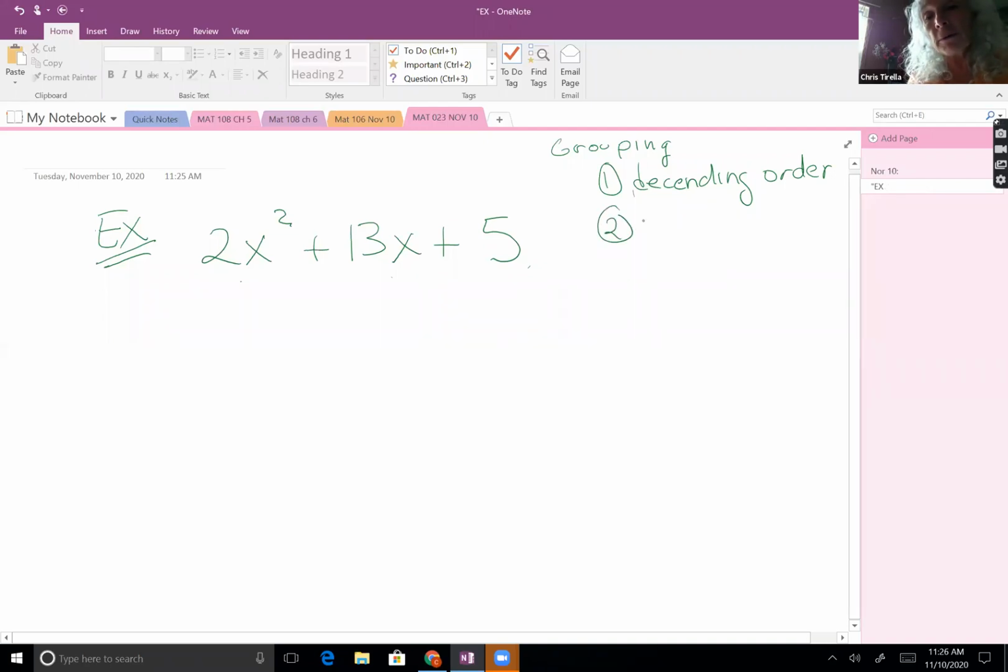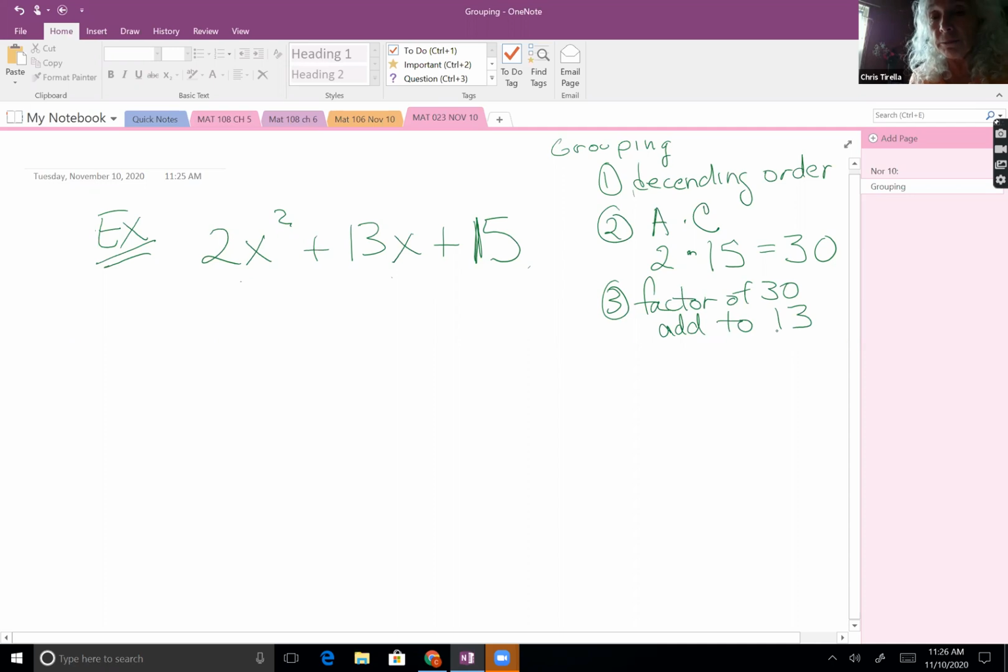So then the next thing I want to do is take a times c, or the leading coefficient, times, oops, that 5 should be a 15. I apologize, I copied it wrong. Times the constant term. And so that gives me 30. Then I'm going to look for factors of 30 that add to 13. Well, my 30 can be 1 times 30, but that doesn't give me 13. Could be 2 times 15, but that doesn't add to 13. Could be 3 times 10. I think we have a winner.